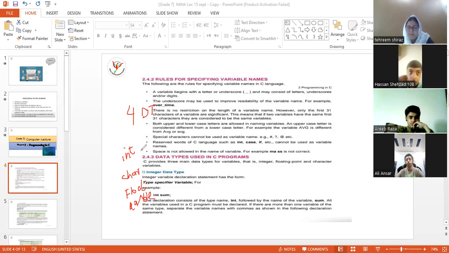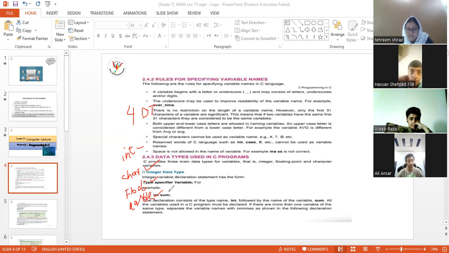Right? Four basic data types: INT, character, float, and double. Now, what are INTs? What are characters? What are floats? And what are double? First of all, I will start with INT. INT are those data types which contain the integer values.